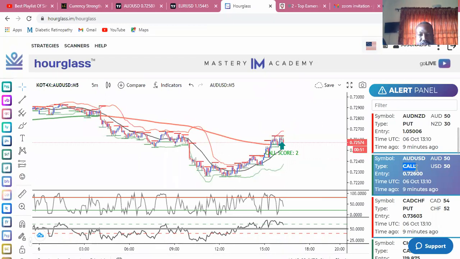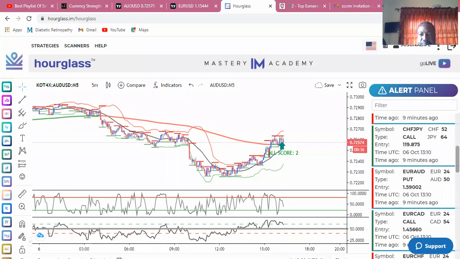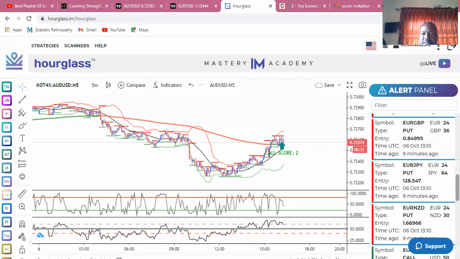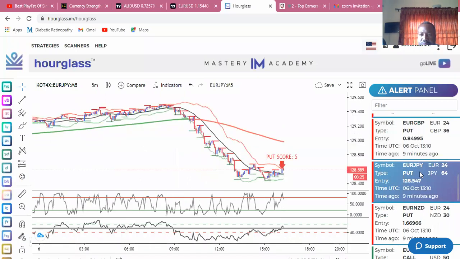When currencies are close to each other, you don't want to give them attention. Now, AUD-USD shows 50-50. That means they are of equal strength, so you better avoid them. Let's see which other one is setting up. Another one with good strength apart is Euro-JPY. Good strength apart, and you are expecting a downward movement. At this point in time, it's already making the downward movements.